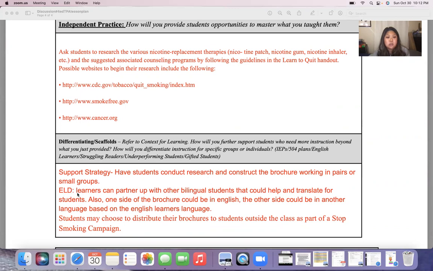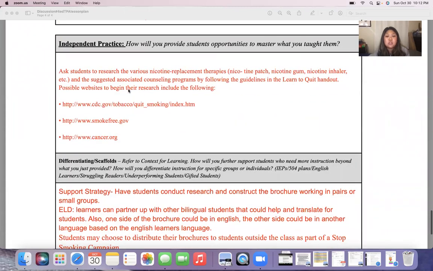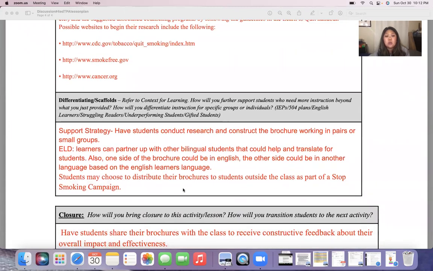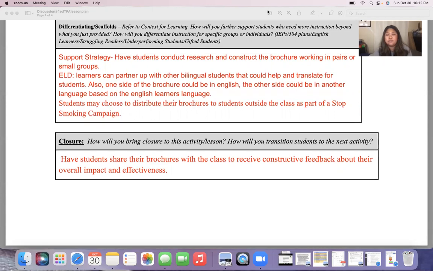ELD students can partner up with bilingual students, and like we have above, they can choose to share those brochures with other classmates. And then closure, how we'll bring the activity to a close. We can have our students share their brochures with the class to receive constructive feedback about their overall impact and effectiveness. Thank you.